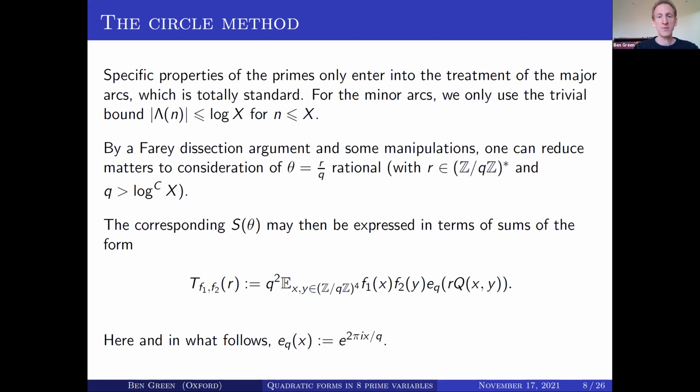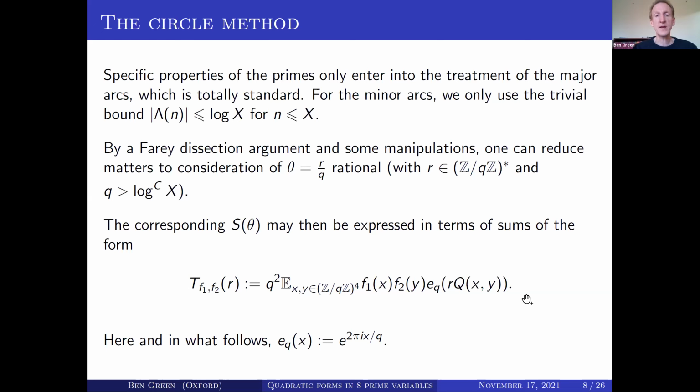But this exponential sum here is a nicer object than the S of theta that I had before. It's what we call a complete exponential sum. So it's a sum over the variables taking values in the whole of a group, Z mod qZ to the 4. This is going to be a crucial definition in what follows. T of f1, f2, where f1 and f2 are two functions on Z mod qZ to the 4. T of f1, f2 of r is this normalized average over x and y of f1 of x, f2 of y, e to the 2 pi i r Q of xy, capital Q, over little q.